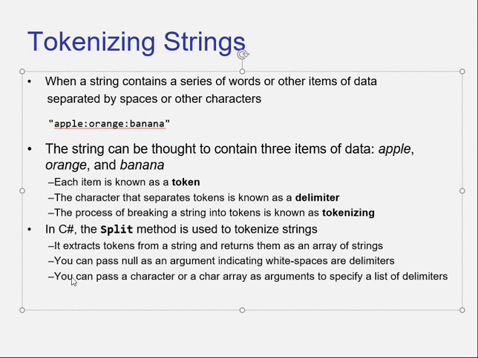Now this last comment here is that you can pass a char array as an argument to specify a list of delimiters. That's if you were to have more than one of these. So if I had separated my items with a colon and then used a semicolon there, we could set up an array of separate delimiters to look for, as long as the data was consistent and used the same pattern of delimiter characters. We could set up an array of arguments to specify these delimiter characters.